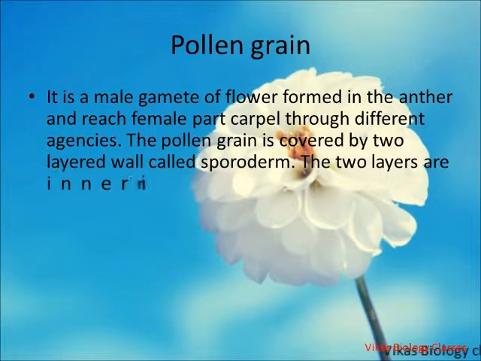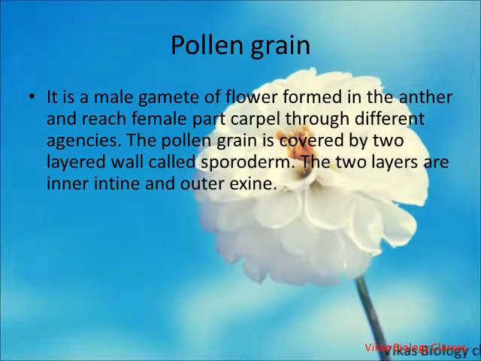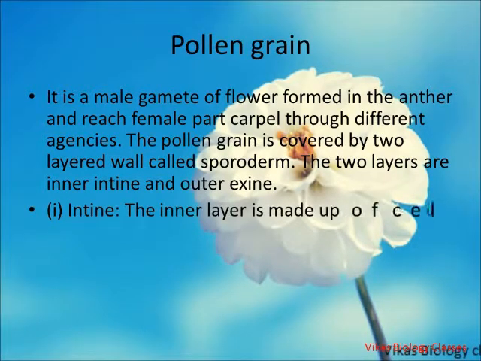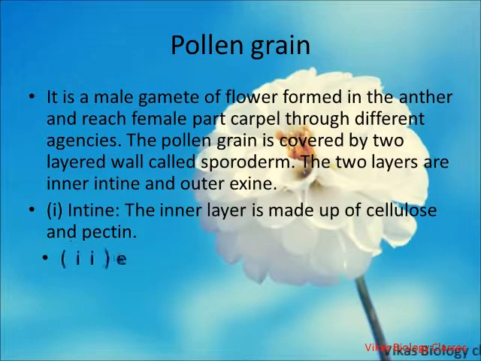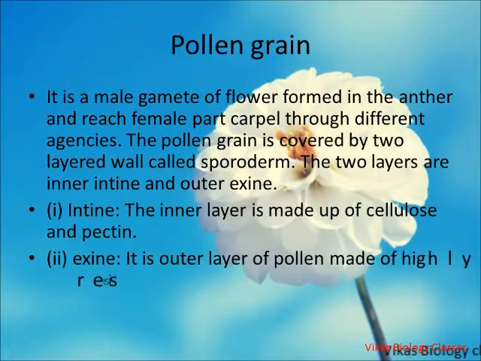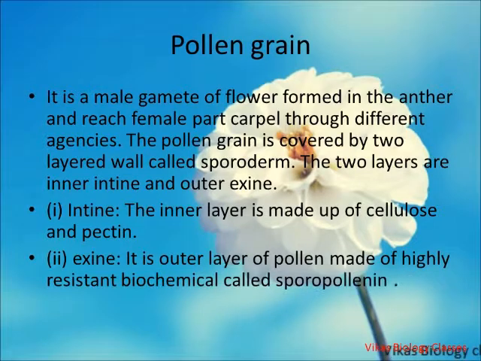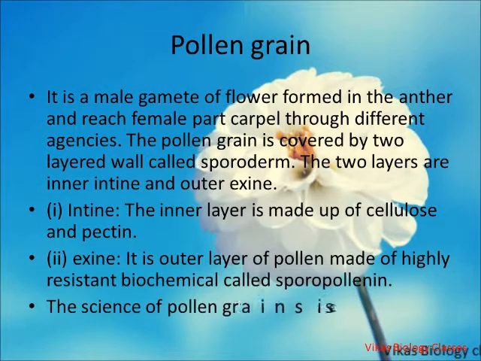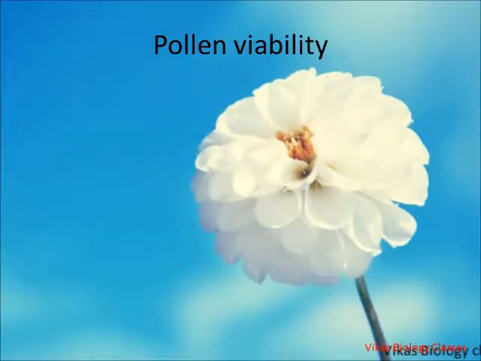The pollen grain is covered by a two-layered wall called sporoderm. The two layers are inner intine and outer exine. Intine, the inner layer, is made up of cellulose and pectin. Exine, the outer layer of pollen, is made of a highly resistant biochemical called sporopollenin. The science of pollen grains is called palynology.